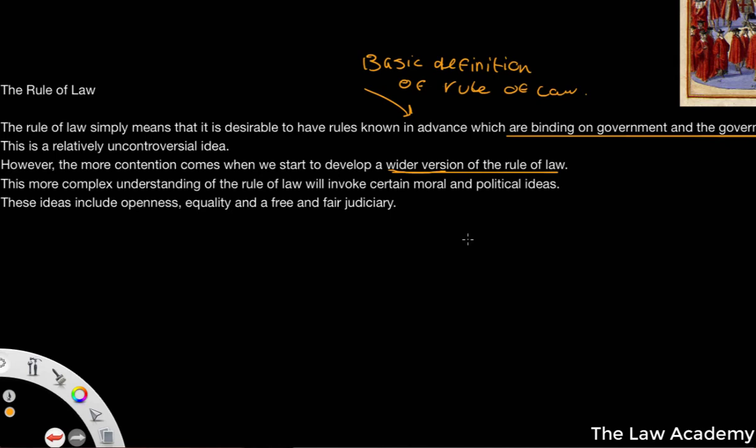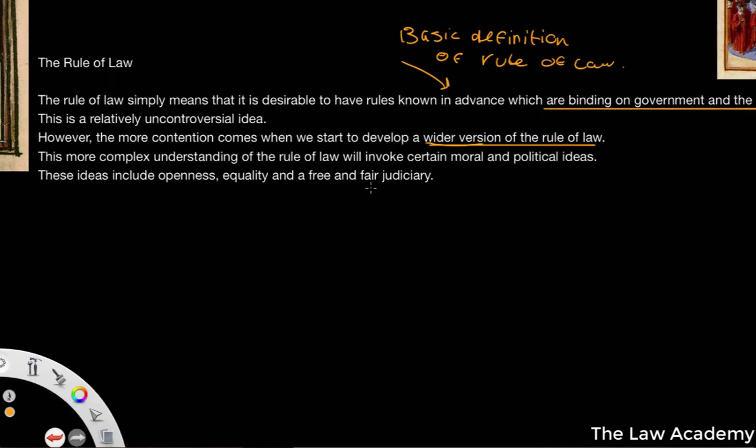There are different ways legal theorists and political philosophers have defined the rule of law throughout the years. A more complex understanding of the rule of law will naturally invoke certain moral implications and also political implications as well. And this is where it becomes a little bit more contentious.